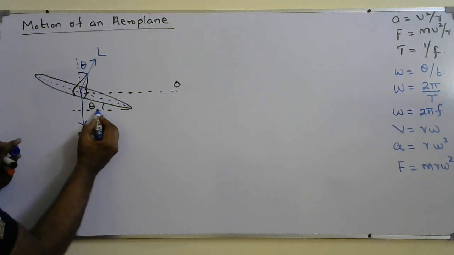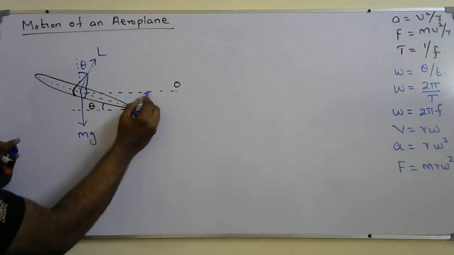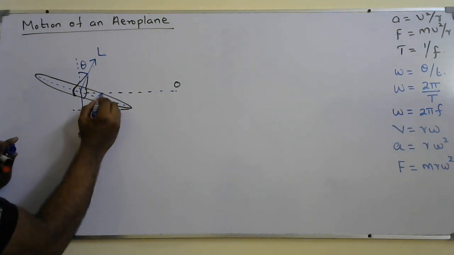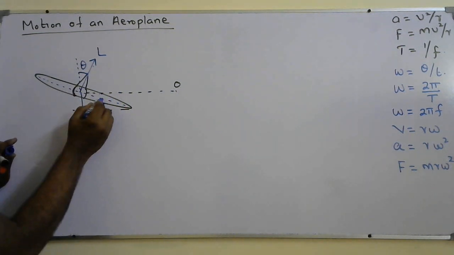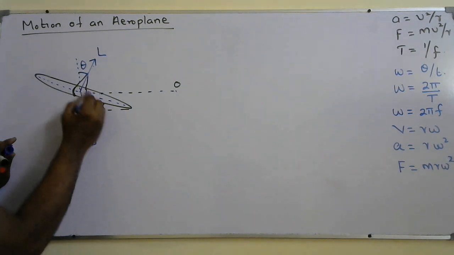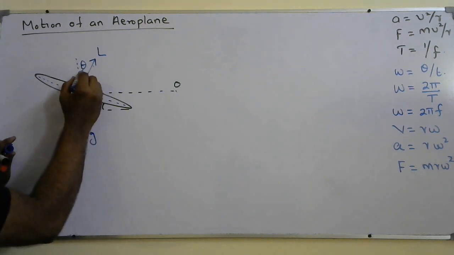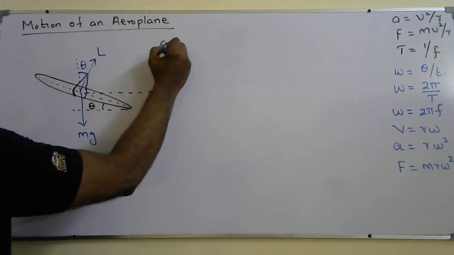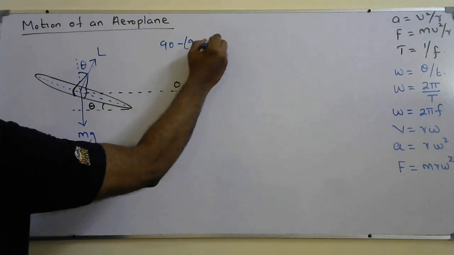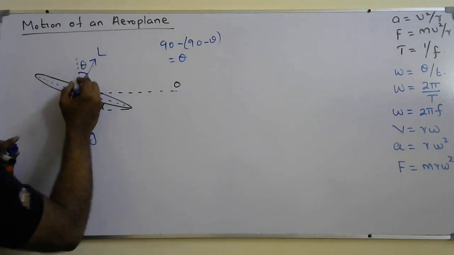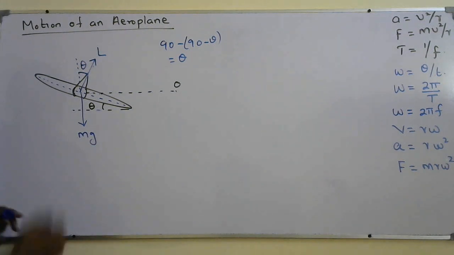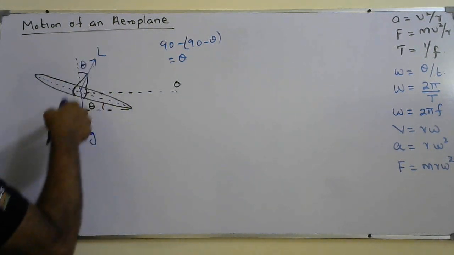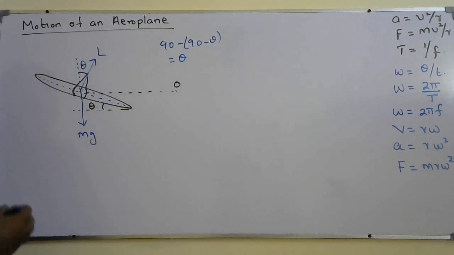So this will be 90 minus theta. You can see this is theta, an alternate angle. But this angle is 90, so this will be 90 minus theta. But this is 90, so 90 minus theta equal to theta. So this angle is theta. That means the angle between the lift and the weight is equal to theta.